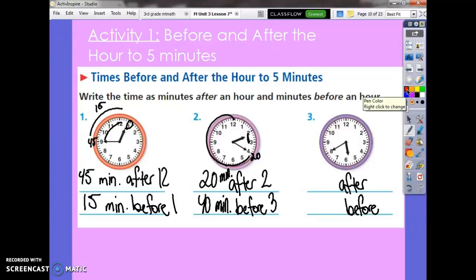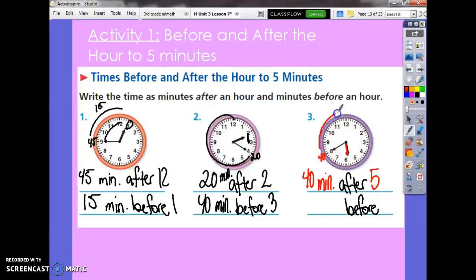Number 3, here's my hour hand, and there's my minute hand. So this is between the 5 and the 6, which means it's 5 o'clock, it's not 6 o'clock yet, because I haven't even gotten to the 6 o'clock yet. So it means it's 5 something. So that means the minutes have to be after 5. They can't be after 6 because I'm not at 6 o'clock yet. So how many minutes after 5 is it? Well, this minute hand is pointing to the 8, and the 8 means 40 minutes. So this means it's 40 minutes after 5.